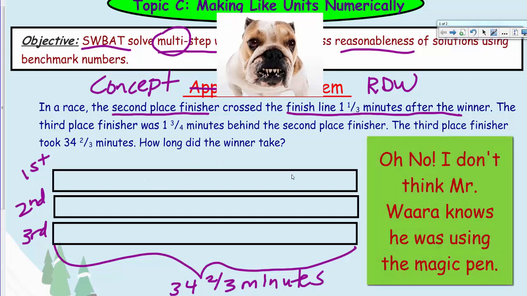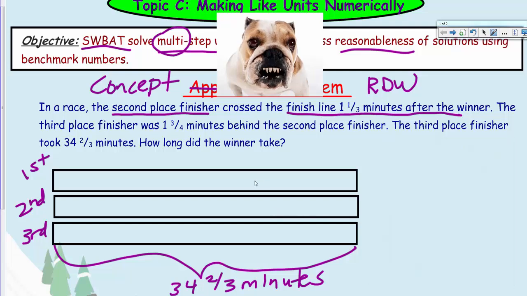Anyway, now the first place winner is obviously going to have the least amount of time. The second place winner will have a little bit more time than the first, but a little bit less than the third. This is the pattern here. So if we have the first place winner, we don't know how fast he is. All we know is the second is 1 1/3 minutes after the winner.